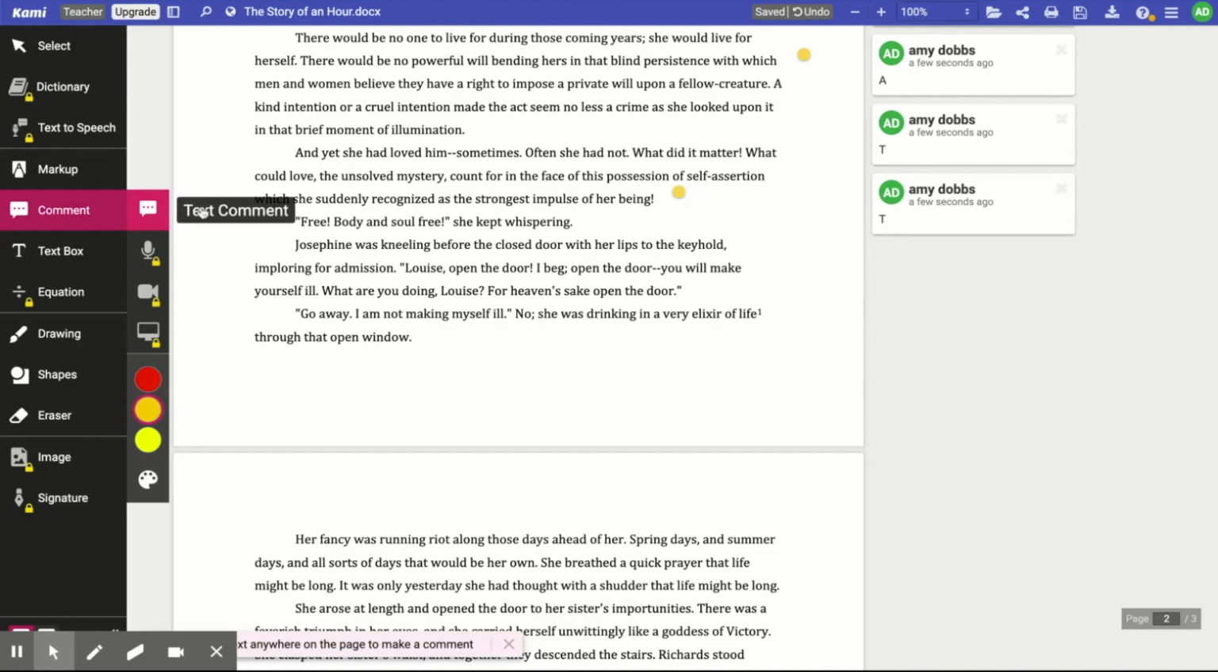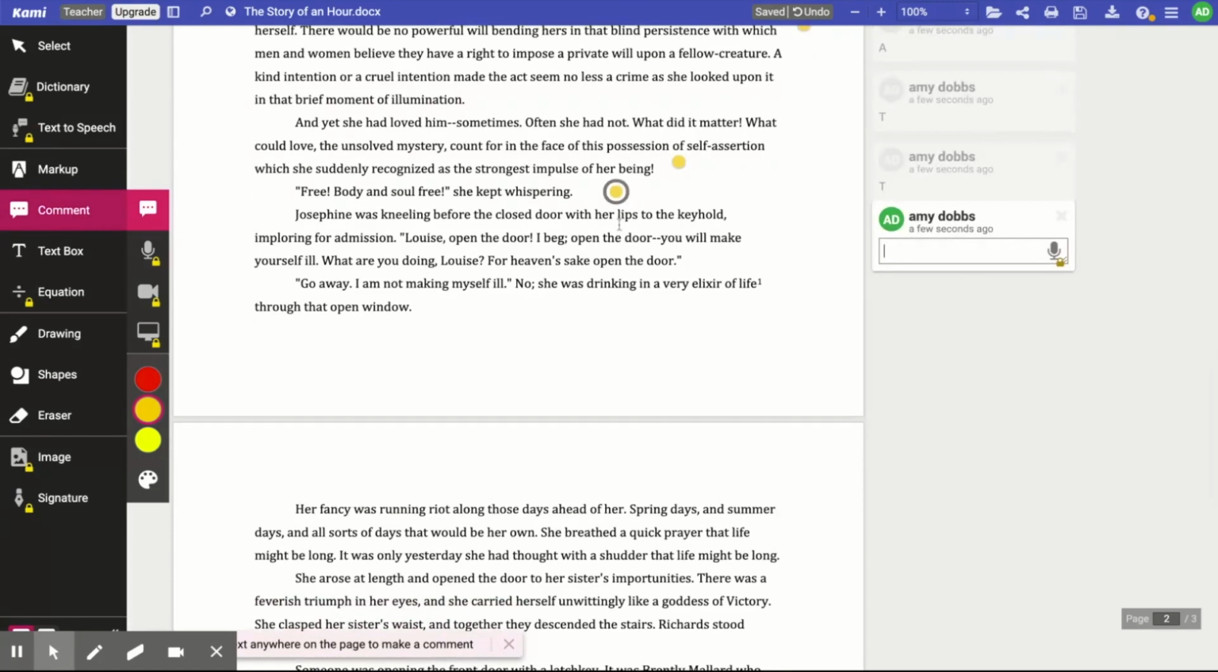So she's talking right here. She's whispering. So this would be her speech. "Free, body and soul free," she kept whispering. And if you notice a little bit above there, Chopin seems to be saying that the body and the soul are perhaps one.